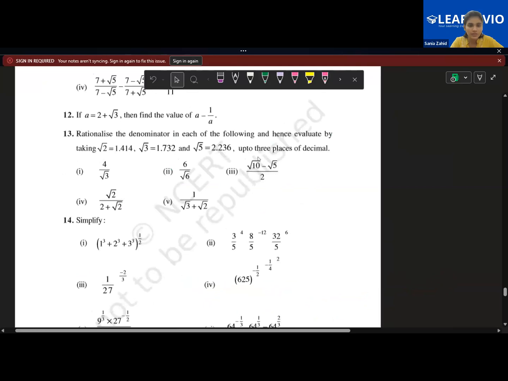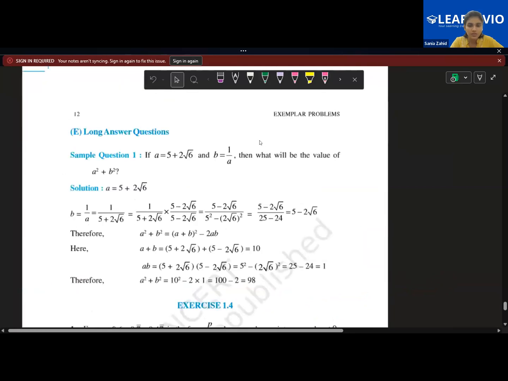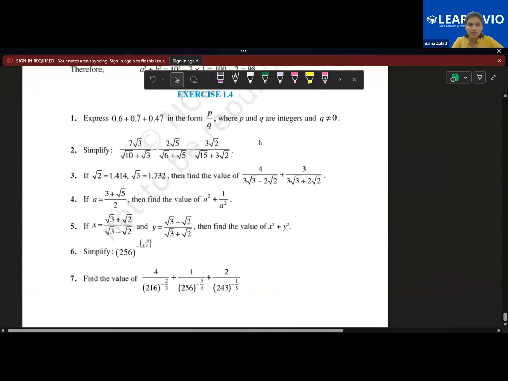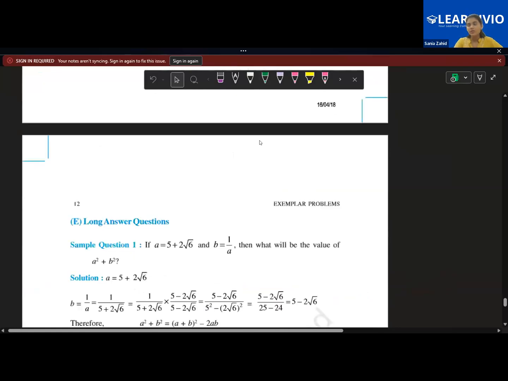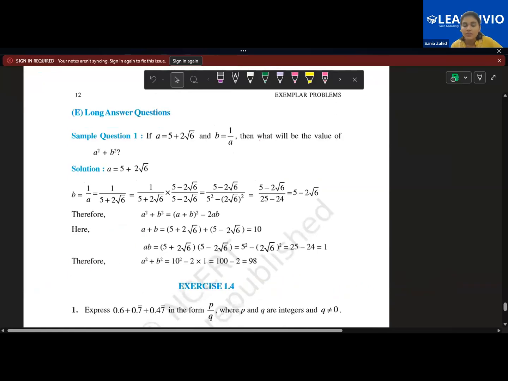Okay, so come to the last exercise now. It says we have some values with us. For example, the value of a is given to you as 5 plus 2 root 6, and the value of b is given to you as 1 by a. You have to find the value of a square plus b square, right?